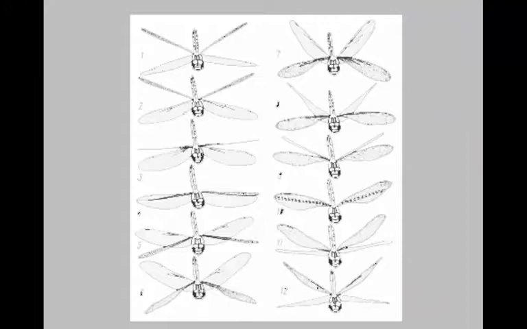Now, there's two types of flight muscles. There are what we call direct flight muscles. In other words, there are actual muscles attached to the base of the wings. And when some of those muscles contract, it causes the wings to go up. And then there's another set of muscles that are directly attached to the wing. When they contract, they pull the wing down. Those are what we call direct muscles.